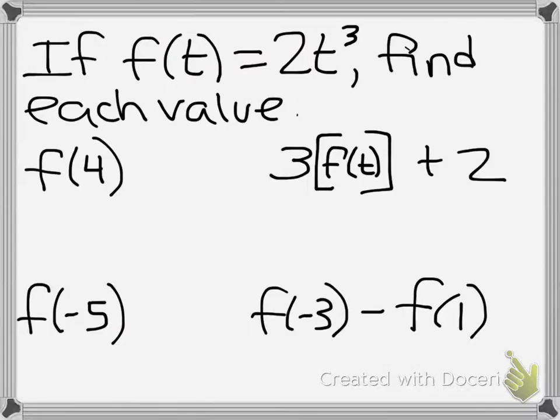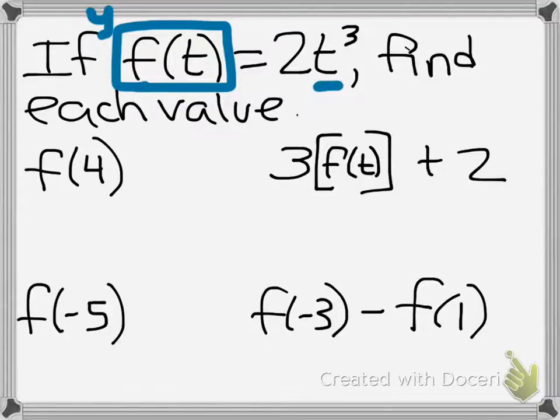Now these examples are no different than what we were just working with, except they replaced the x with a t. So instead of plugging in our values for x, we're going to plug them in for t. The same thing would apply here. The f of t in the equation, remember, represents y, okay? So we're not going to plug in our t values into the f of t here. We're going to plug it into this t here next to the 2. So my equation is 2t cubed.